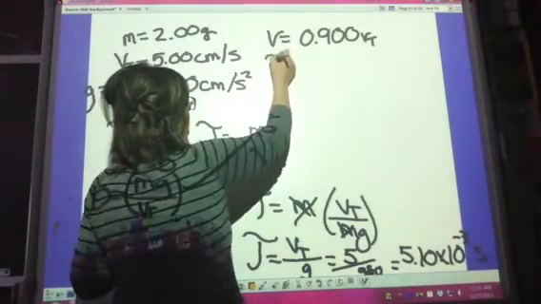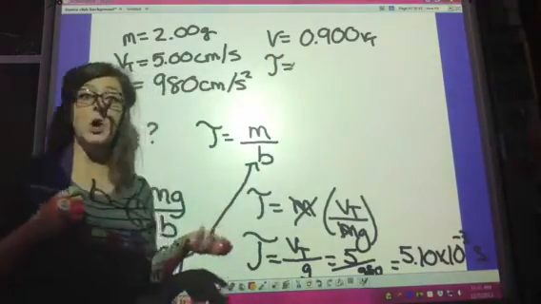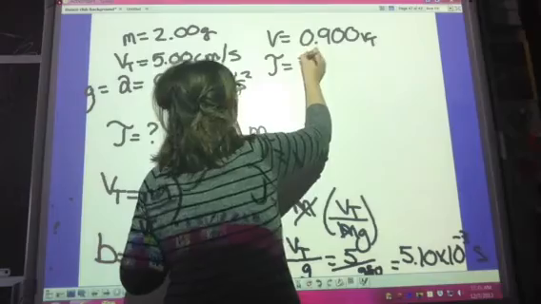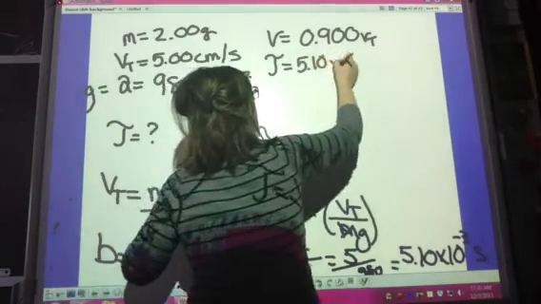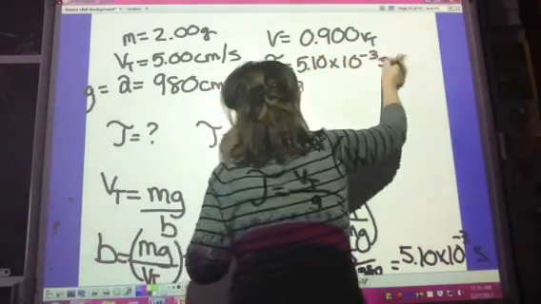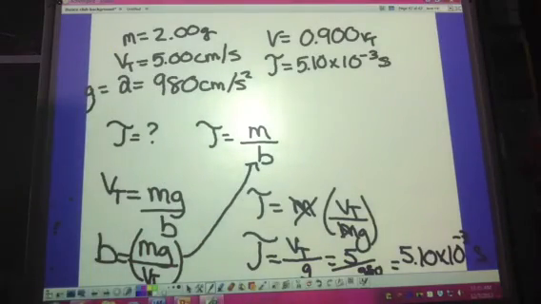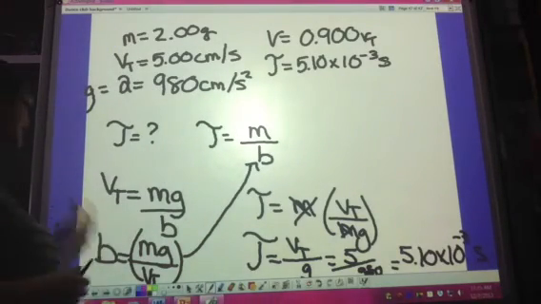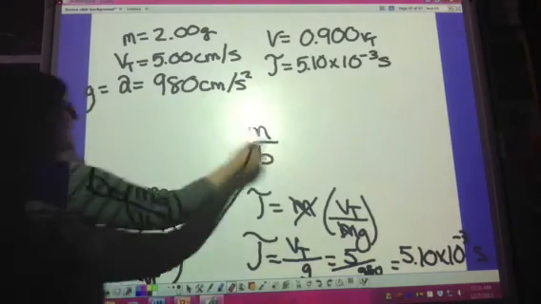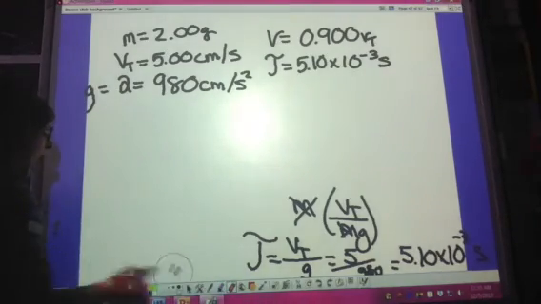So let's write that up here. Let's write it with the rest of our variables since we know it now. So tau is 5.10 times 10 to the negative third seconds. Okay, so we've answered the first part of this problem, so we're halfway done. The next part of the problem is asking us to find time.